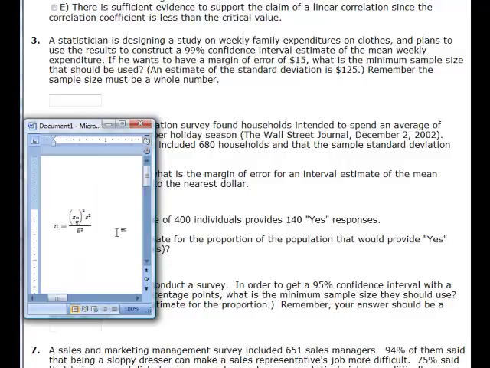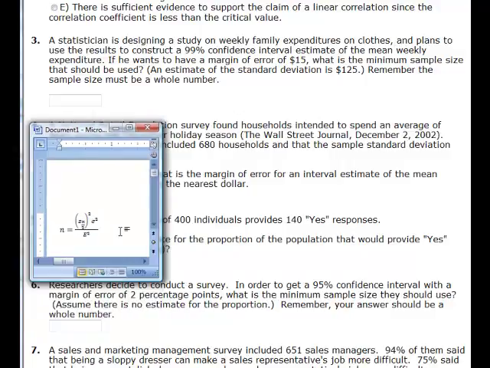Okay, so here's what our formula looks like. So we've got the z of alpha over 2 squared and the sigma squared. The sigma is going to be our estimate of the standard deviation. And then the e squared on the bottom, the e is the margin of error that we want. Now for a 99% confidence level, that means that we're going to take alpha and divide by 2. The alpha would be 0.01. If we divide that by 2, we've got 0.005.